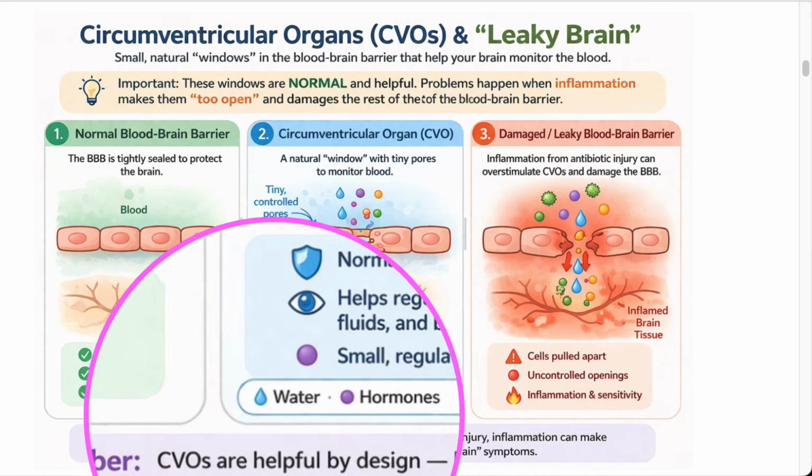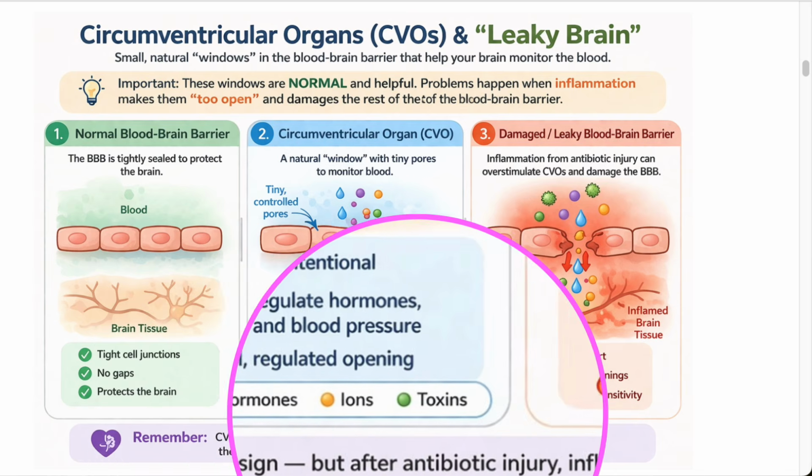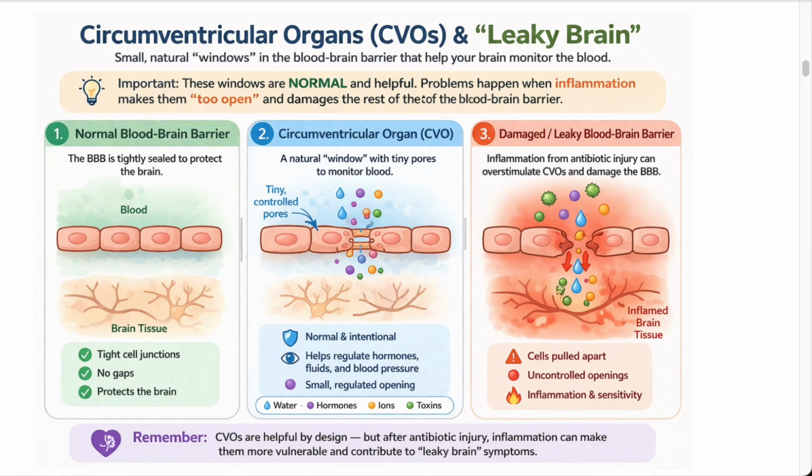So what happens in here? Water comes in, hormones come in, and toxins come in. So just think of it. This is pretty amazing the way God designed our brain. It already has areas that are leaking, so we can get food and nutrition and ions in and out of the brain, and we can see what's happening with our body.